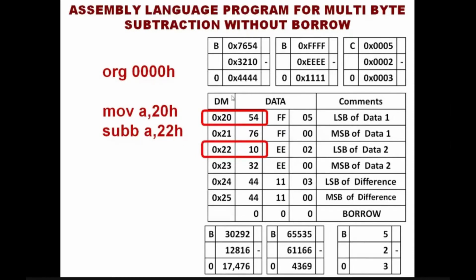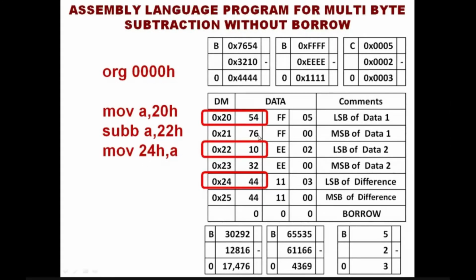The first difference, 54 minus 10, gives 44 in the accumulator. That has to be moved to the destination address 24. Hence the next instruction is MOV 24H, A. That means the first result, the least significant byte of the difference, goes to the 24th memory location. You can see the even numbers 20, 22, 24. Like this you can remember: first subtract the even-numbered memory locations and put the result in the even-numbered location.